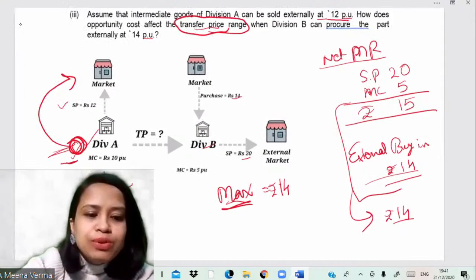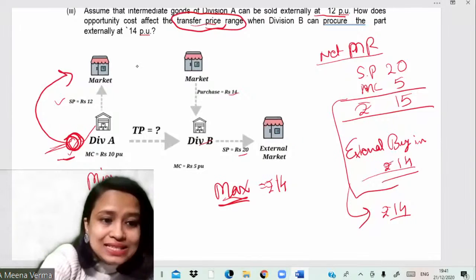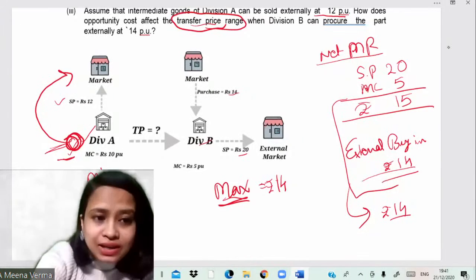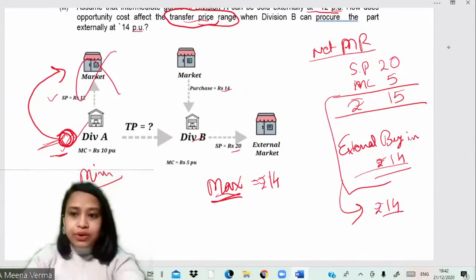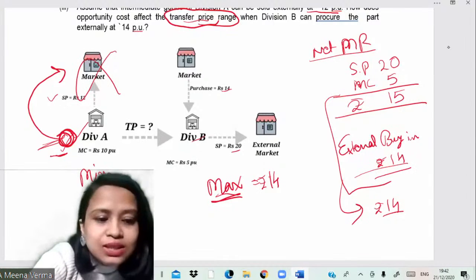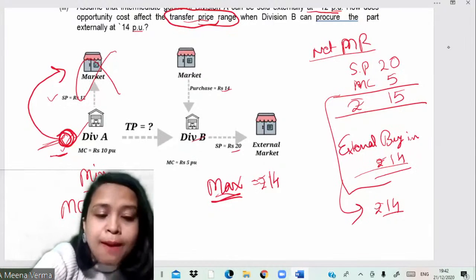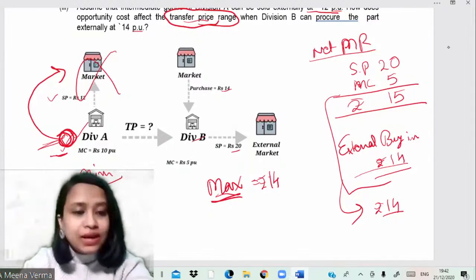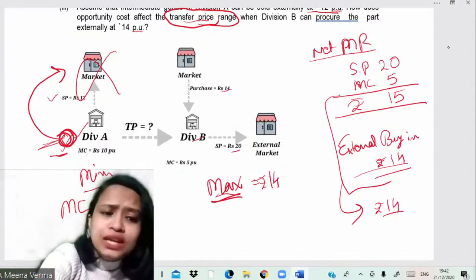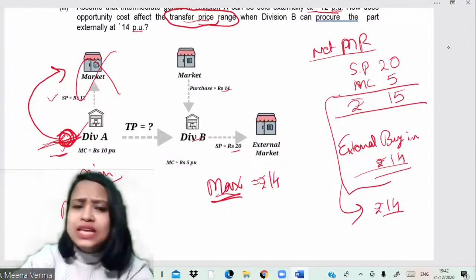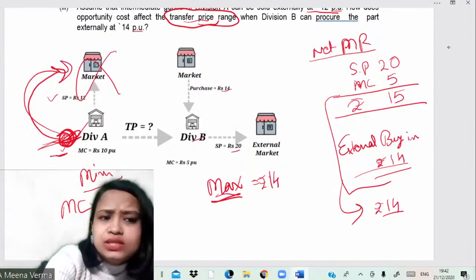Now let us see what will be the minimum transfer price. In case there is no market for the product which you are producing in division A, you consider the minimum price as the marginal cost. But in case the external market exists, we will assume that we are capable of selling our entire capacity to the external market.